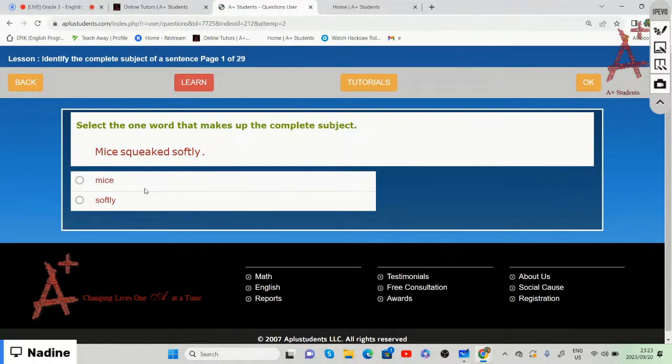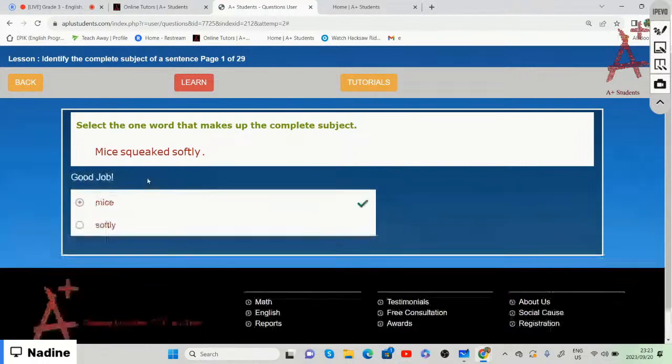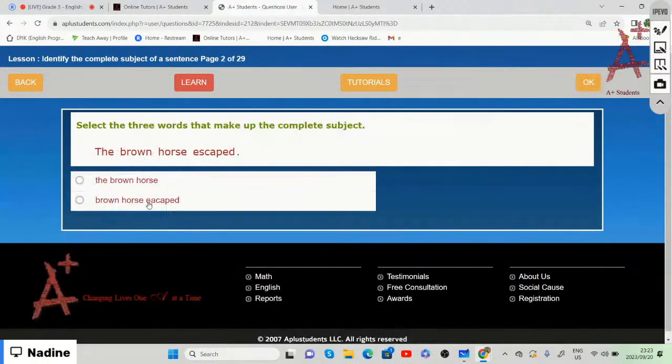So if we choose the subject within the sentence, the one that tells us who or what is doing something, then we will choose mice. More than one mouse, mice. So mice is our subject. Yes, well done.